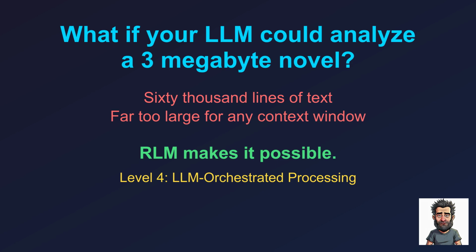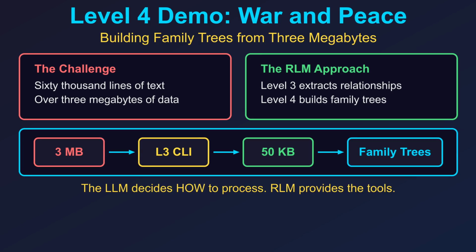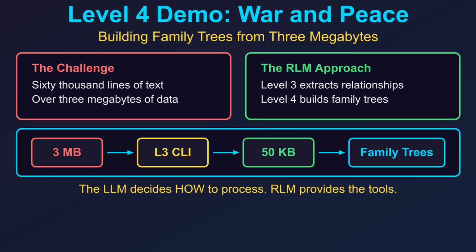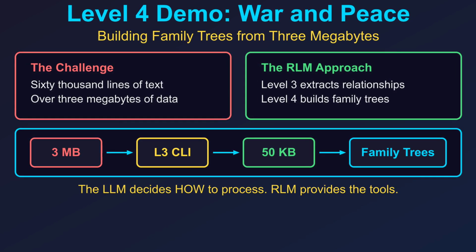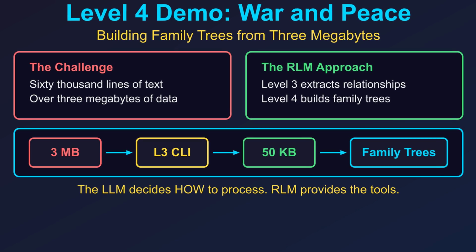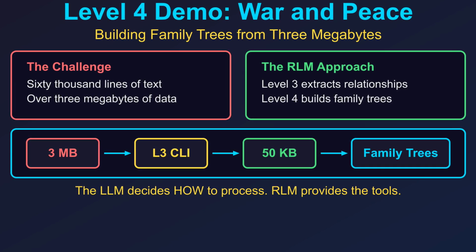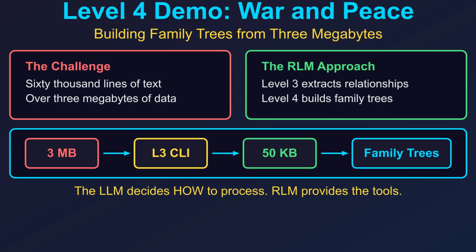What if your language model could analyze a very long novel, much larger than context size? The recursive language model approach makes it possible to reduce the input and extract relationships. War and Peace is over 3 megabytes, about 60,000 lines, too large for any context window. Level 3 extracts relationship sentences. Then Level 4 analyzes the filtered data and builds family trees.